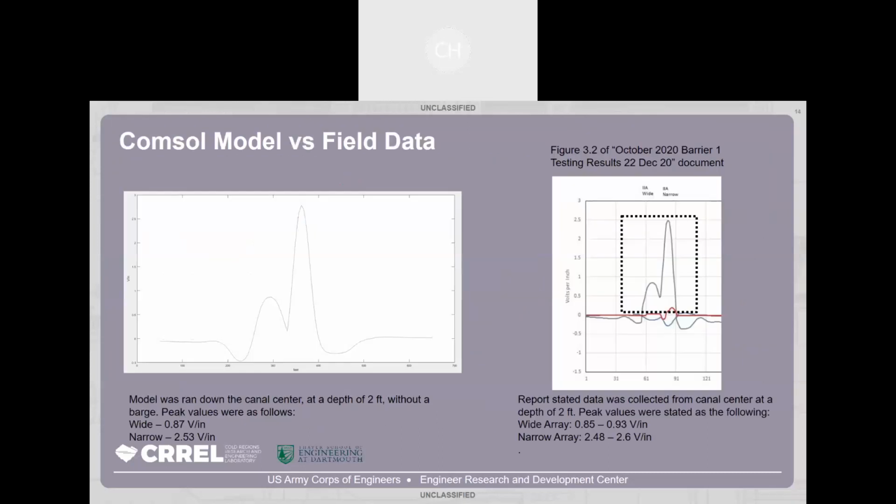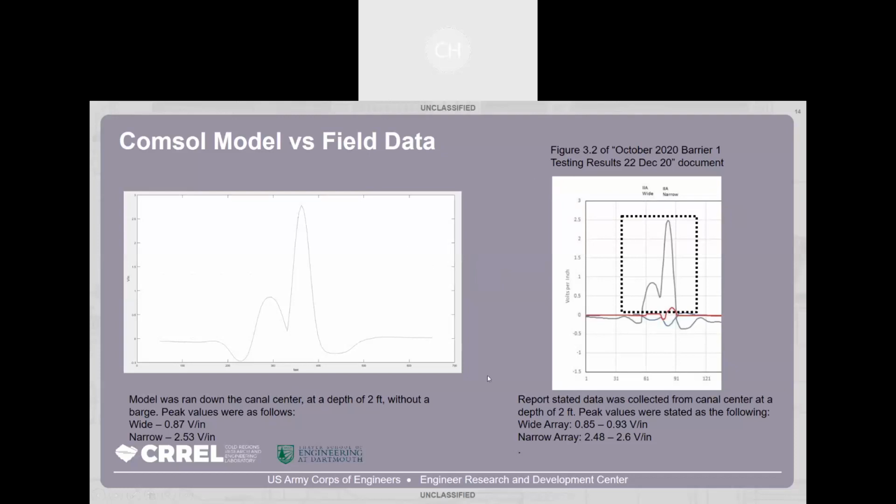So here's some results from Romeoville versus our model. So in one of their reports, they've taken a boat right down the middle of the lock or several different places throughout the lock and collected data.